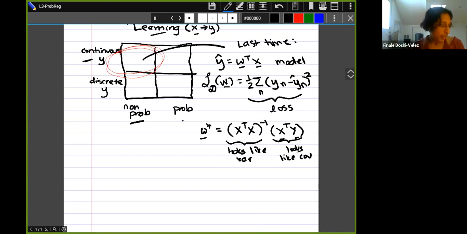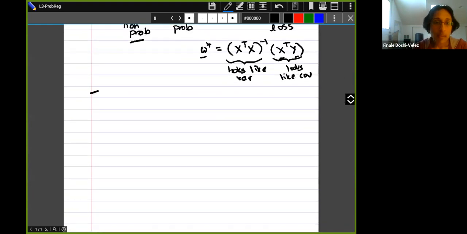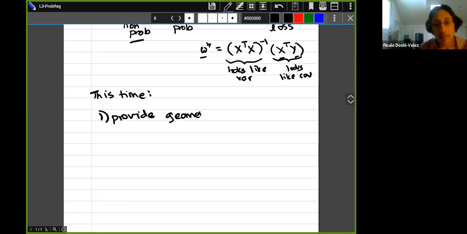So that's where we ended last time. So what I want to do this time is actually 2 things. So the first thing I want to do is provide a geometric view of this linear regression problem.